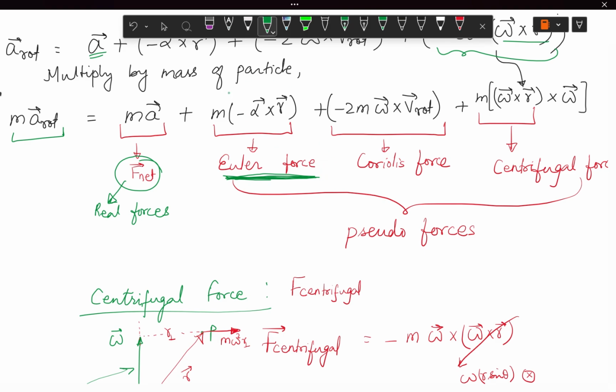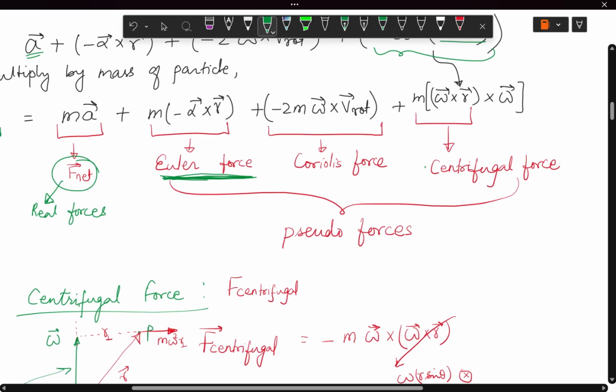Minus alpha cross r. Euler discovered this one, so on his name we are calling it Euler force: mass times minus alpha cross r. And then we have another force here, the Coriolis force: minus 2m omega cross v_rot.